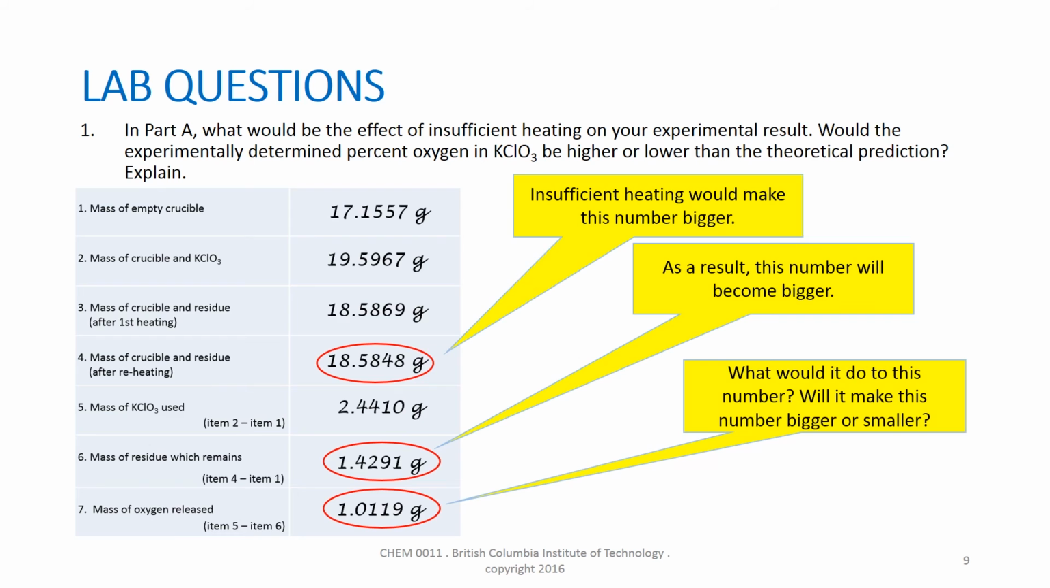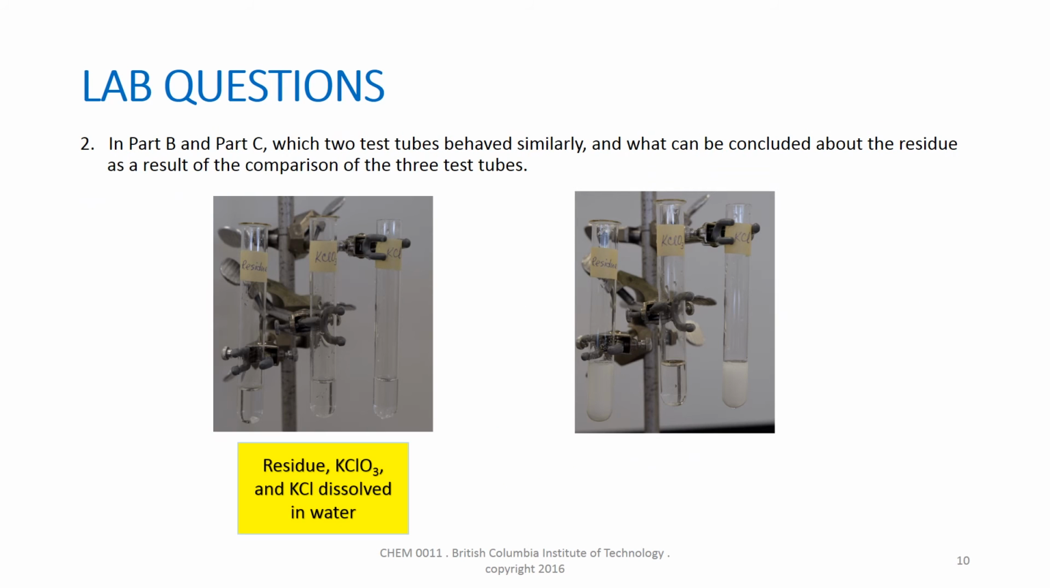Let's think this through. If the mass of the oxygen released is bigger, then the percent of oxygen in potassium chlorate will be higher. If the mass of the oxygen released is smaller, then the percent of oxygen in potassium chlorate will be lower. Question 2. In part B and part C, which 2 test tubes behave similarly, and what can be concluded about the residue as a result of the comparison of the 3 test tubes?